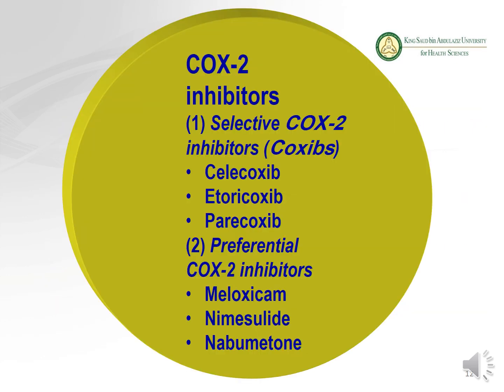COX-2 inhibitors, whenever you see coxibs, that means they are selectively inhibiting COX-2. Preferential COX-2 inhibitors, meloxicam and nimesulide, have more preference toward the COX-2 enzyme as compared to the COX-1 enzyme.